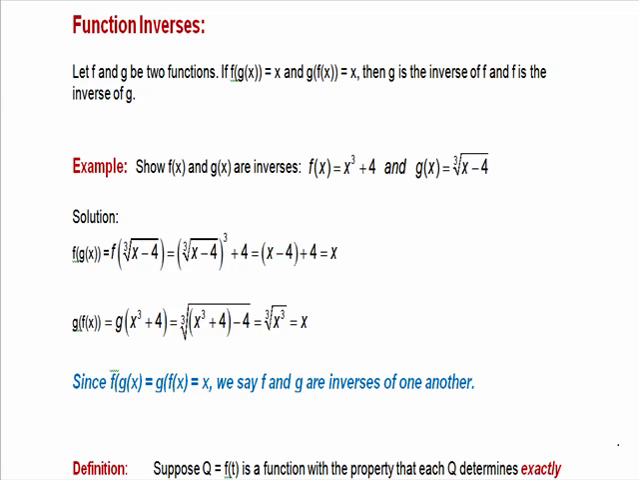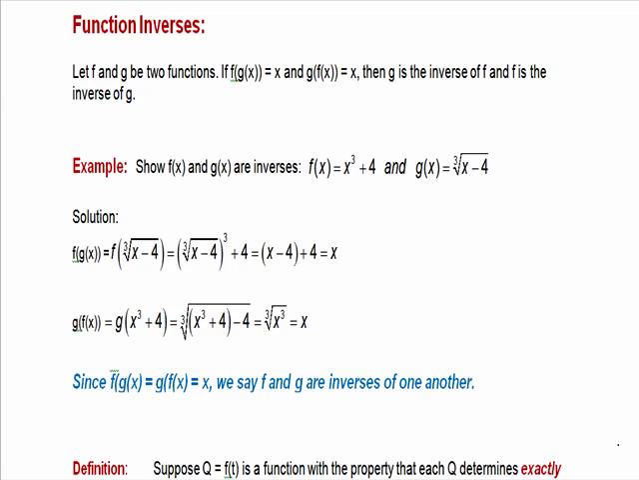functions are inverses. So by definition, if f and g are two functions, and f of g of x equals x, and g at f at x equals x, then we're going to say g is the inverse of f, and f is the inverse of g. So if we do the composition in each direction, and both times we get x, we will actually say that the two functions are inverses. Let me show an example of this. I think it'll make a little more sense.